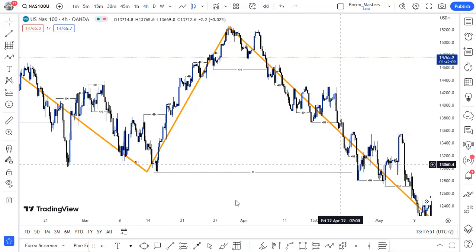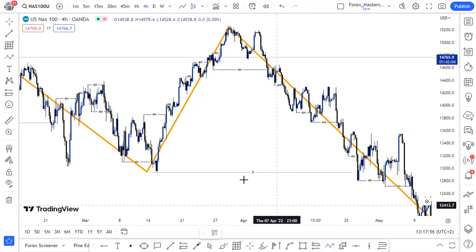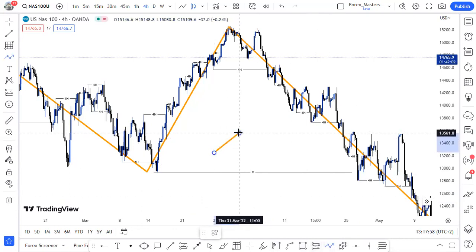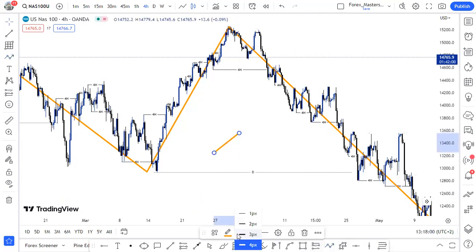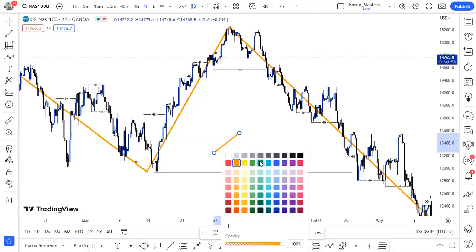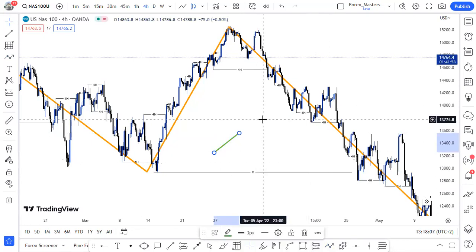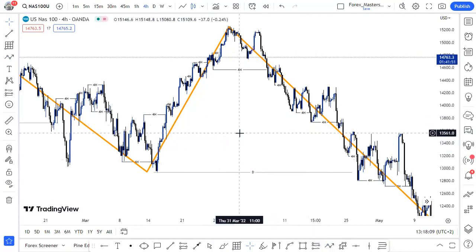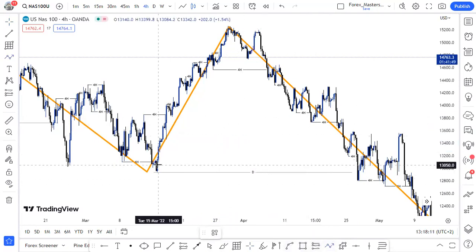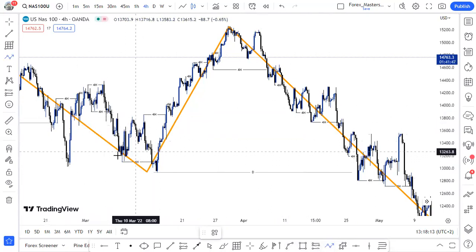Okay, so from here, let me change the color. Since I'm using orange, I'm going to use black or blue for the 4 hours, or any other color, let's say green. Okay, so we can even start from here.